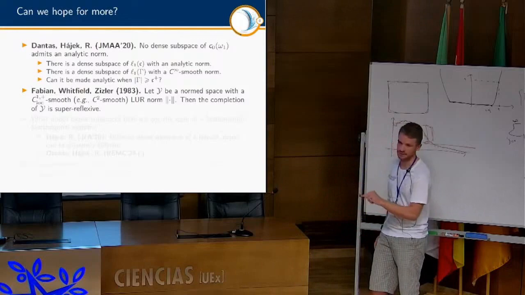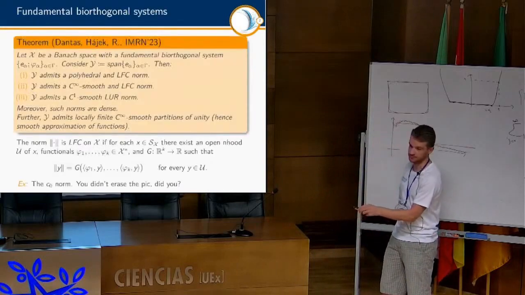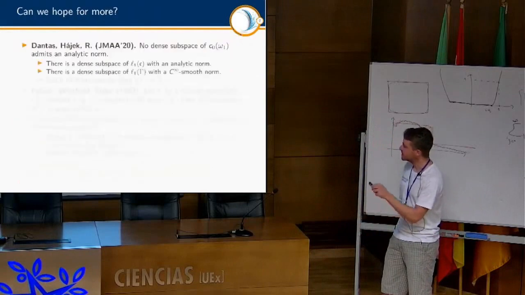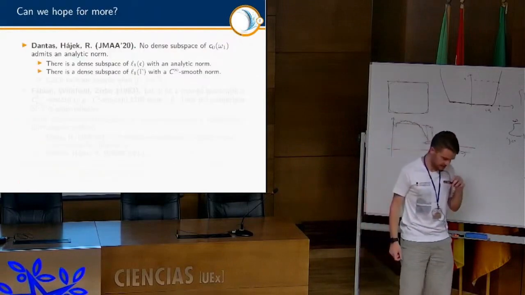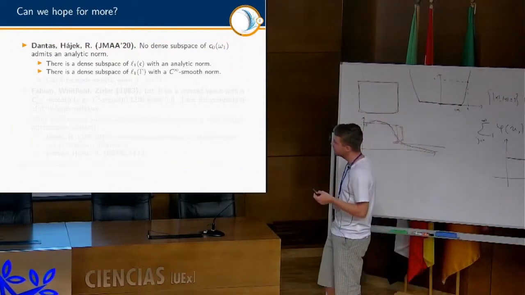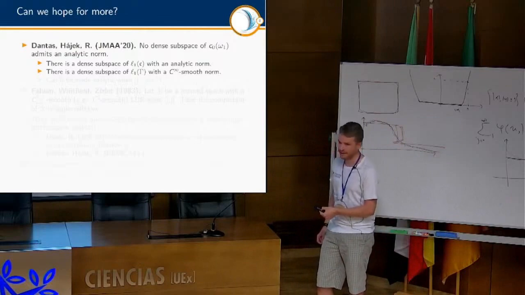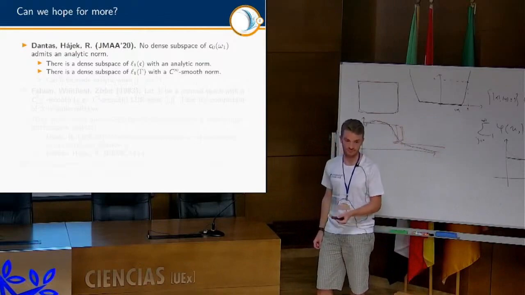So you cannot have C2. So here, 1 is really the best you can do. Now, this hidden part, these analytic things. Here comes a problem that I really like, because by the theorem before, in L1, we can find a dense subspace with a differentiable norm, C infinity.